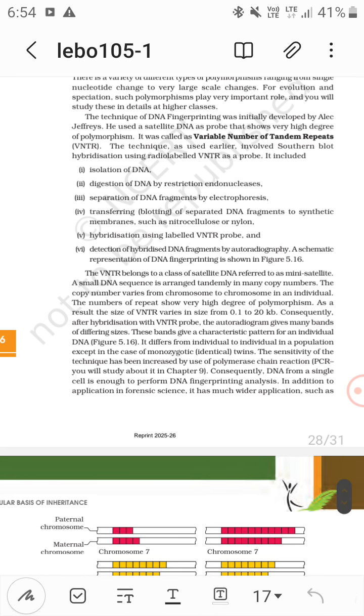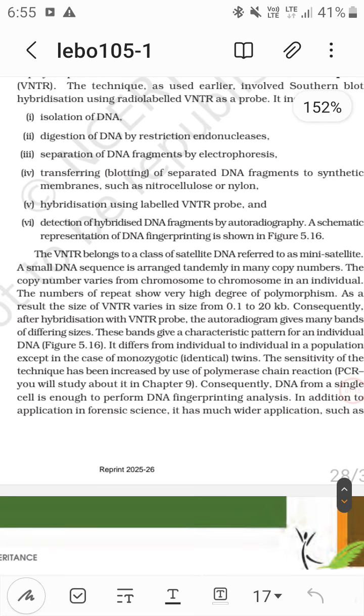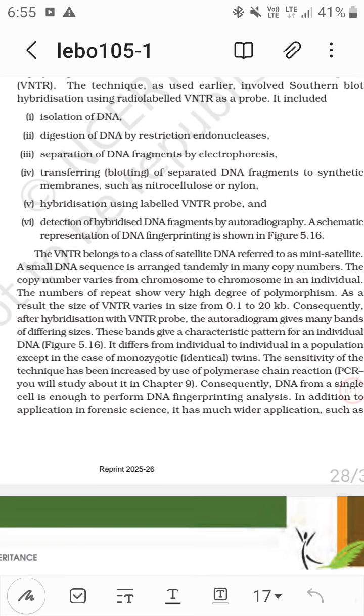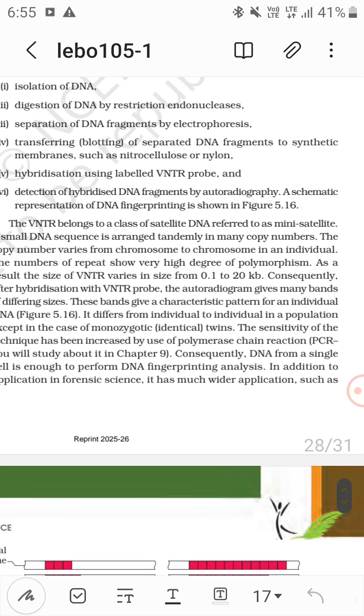Now this VNTR belongs to a class of satellite DNA, referred to as the mini satellite. So VNTR is a mini satellite.